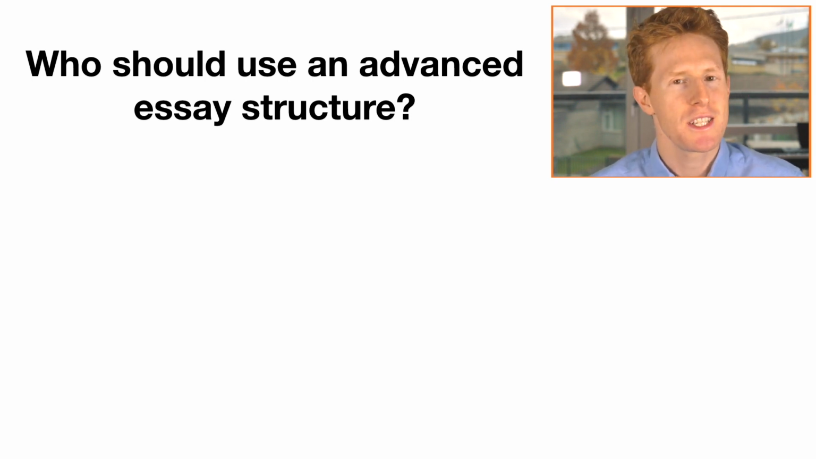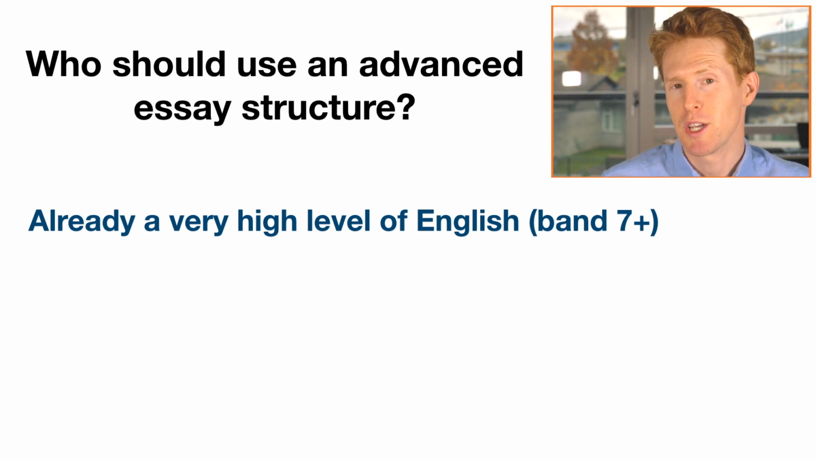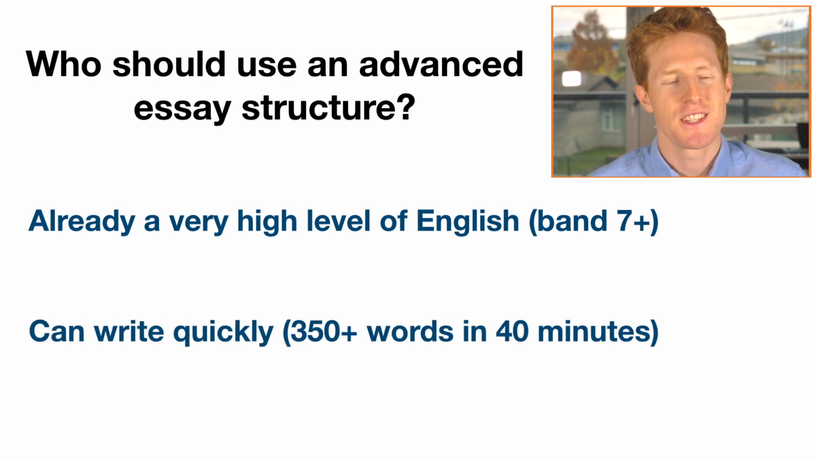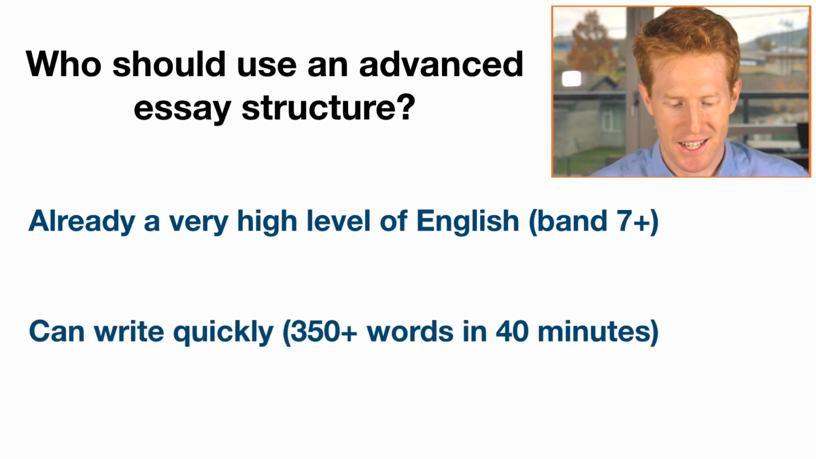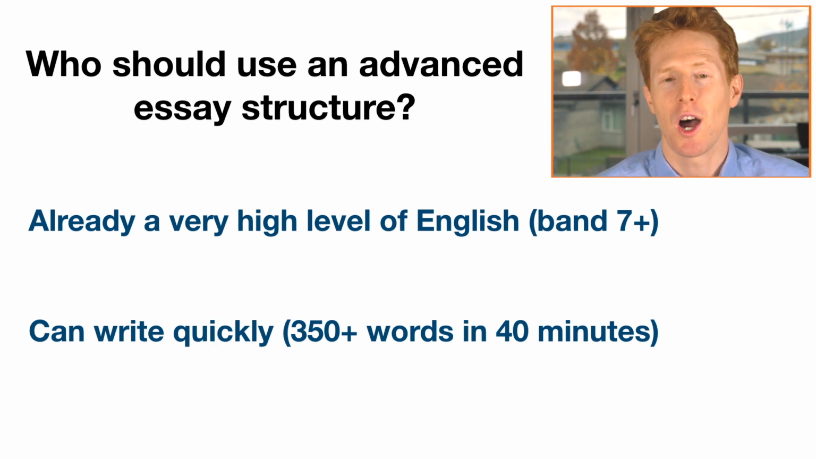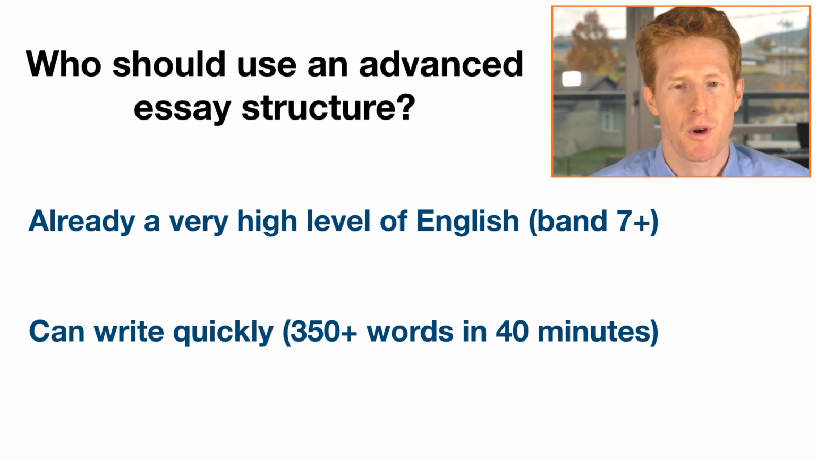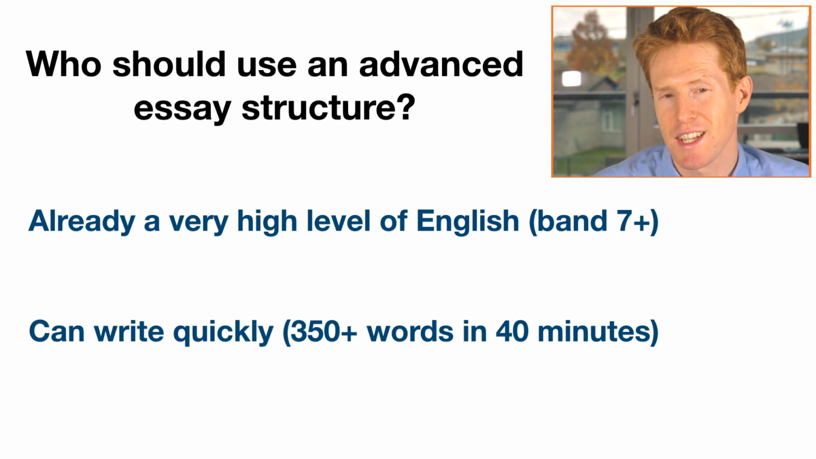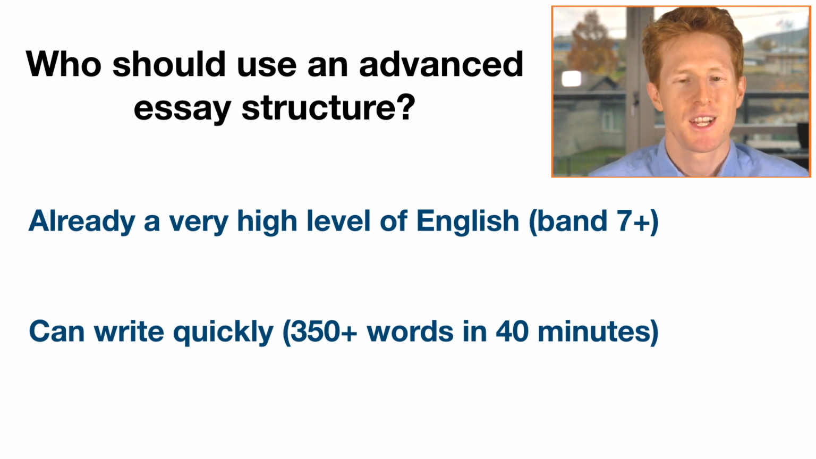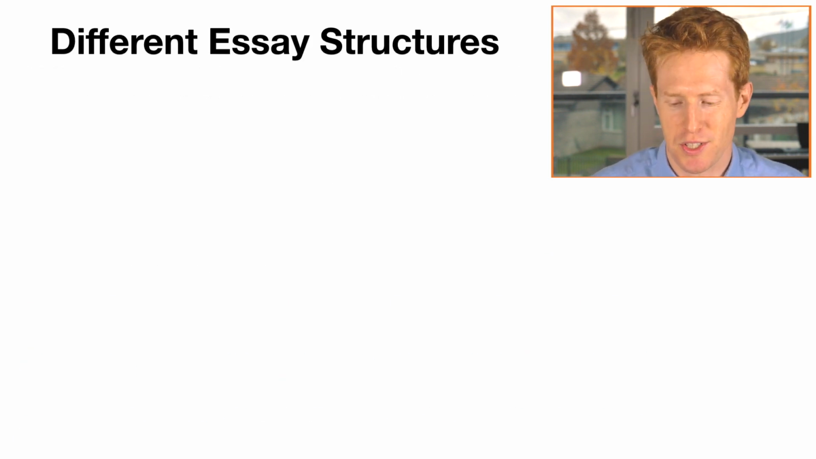So only consider using one if you already have a high level of English, so you're already scoring Band 7 in your writing, and if you can write quickly. So remember, a lot of these structures are going to require a lot more than 250 words. So you really need to be able to write, say, 350 words in the 40 minutes that you've got for task 2. Okay, so if that's you, we're going to go straight into the different essay structures.